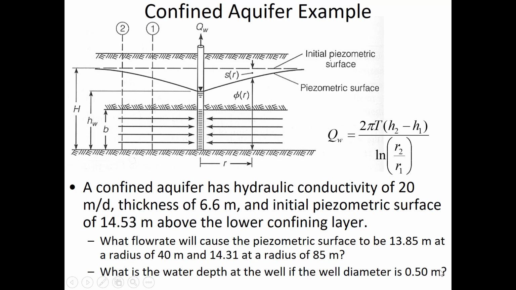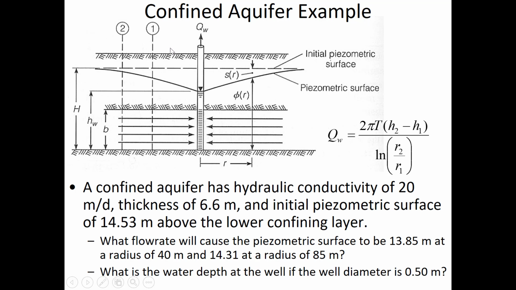Now, it says that the well diameter is 0.5 meters. So what that means is we're going to set location 1 to be the outer casing of the well. So, in other words, R1 would just be the diameter divided by 2. And the unknown is going to be H1. So, we know the flow rate from previously, 2 pi, that's a constant. Transmissivity is the hydraulic conductivity, K, multiplied by the thickness, B. So that's known. H2 can be either of those other distances.